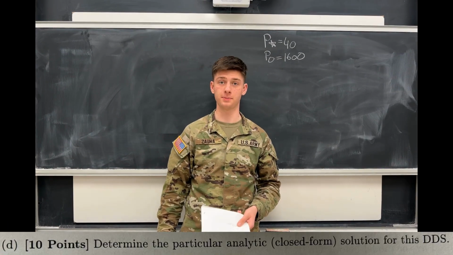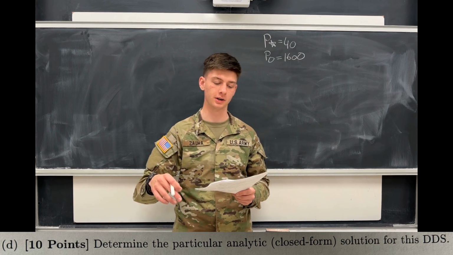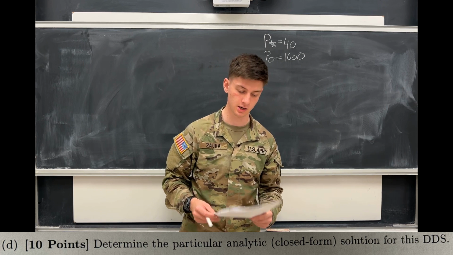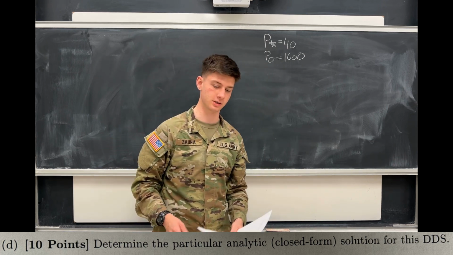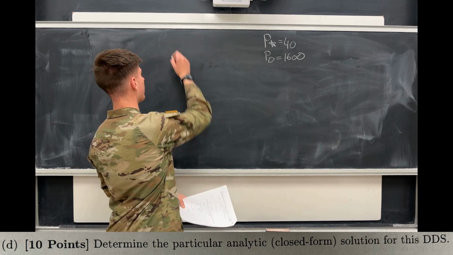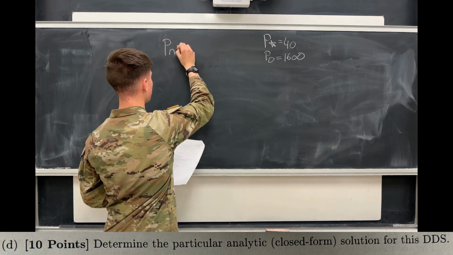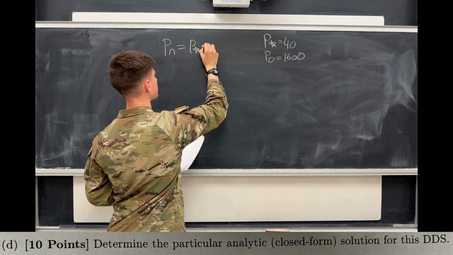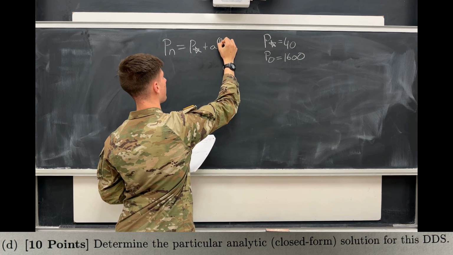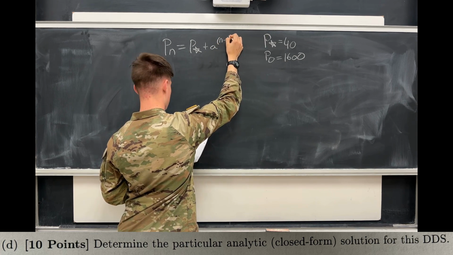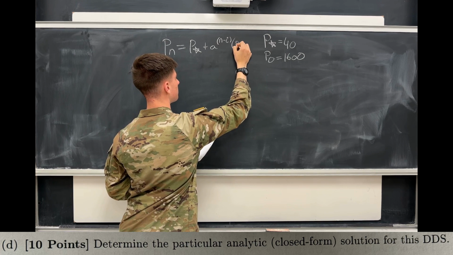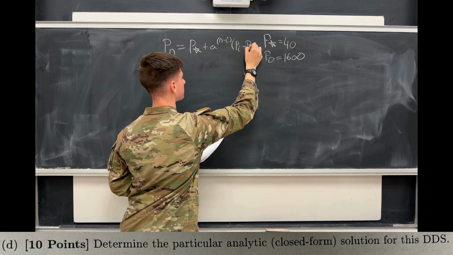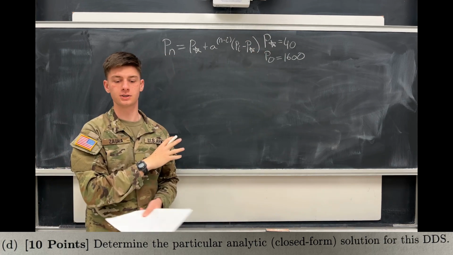All right, so keep going on this problem 1. We're looking at part D here. We're asked to determine the particular analytic solution for this DDS. So for this one, this is another one for the note sheet. We're going to want to remember the formula that P sub n is equal to P star plus A to the n minus I times P sub I minus P star. Okay. Make sure that you have that on your note sheet.